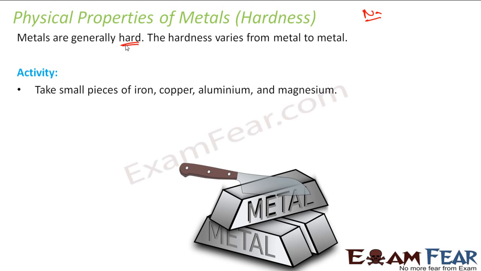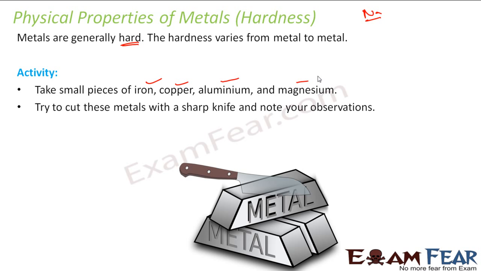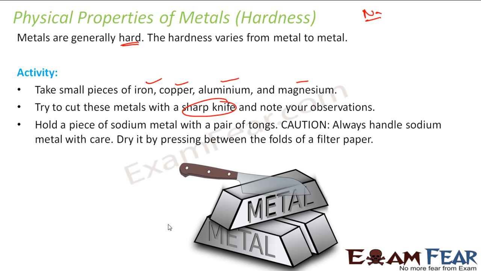For an activity, what we can do is take again iron, copper, aluminum, and manganese, and try to cut these with a sharp knife. You'll observe that you'll not be able to cut these. And that's why we can say that metals are hard, right? You can do this in your lab. You get small pieces of these metals from the lab assistant, and then try to cut them with a knife. You'll observe that you'll not be able to cut those things.